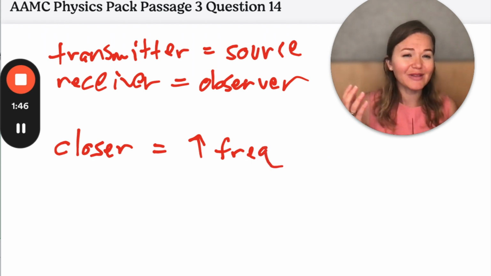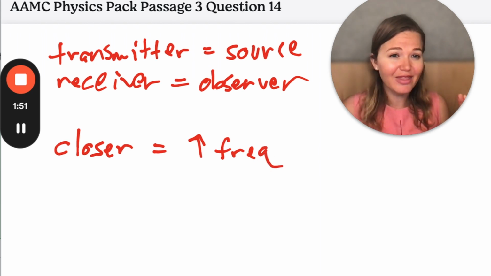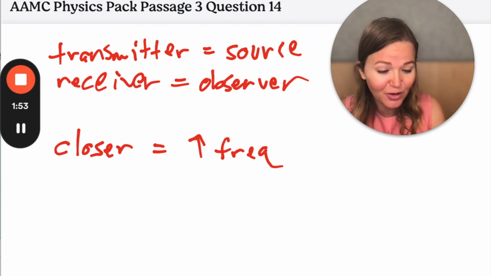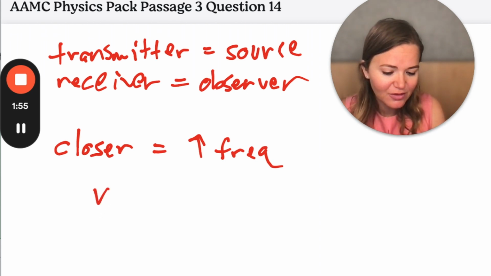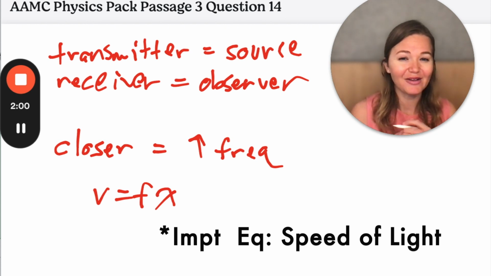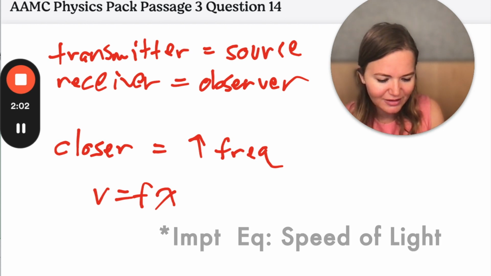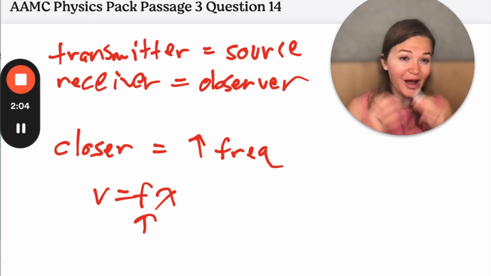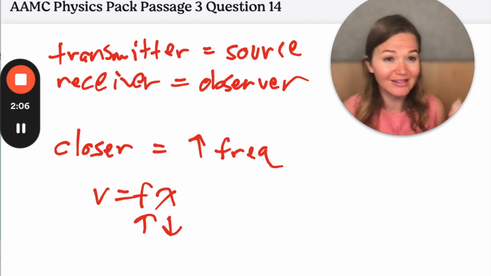And now, what's the relationship between frequency and wavelength? Well, we know they're inverse, and we know that because of what equation? We know that for the equation velocity equals frequency times wavelength. So therefore, if frequency increases, for velocity to stay the same, wavelength must decrease, okay?